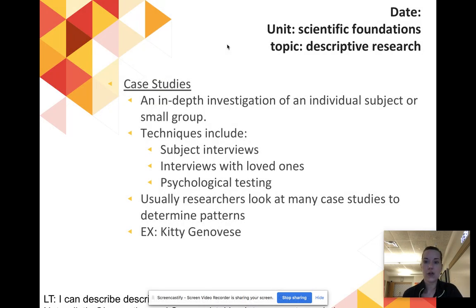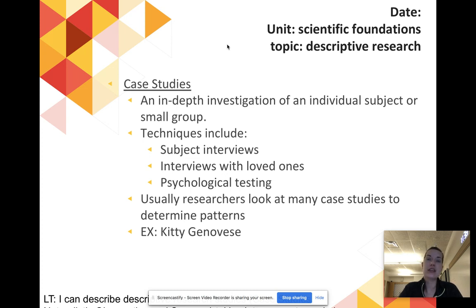So another form of descriptive research that we've talked about is a case study. A reminder that this is when we look at a person or a small group in depth, so literally everything about them. So we might conduct interviews with that person and the people around them that they're involved with, especially loved ones. We might do some psychological testing.